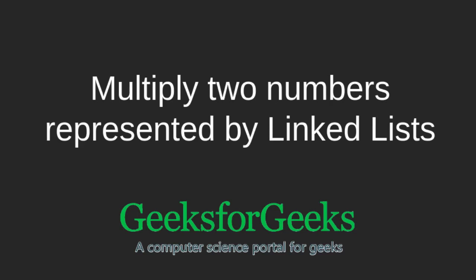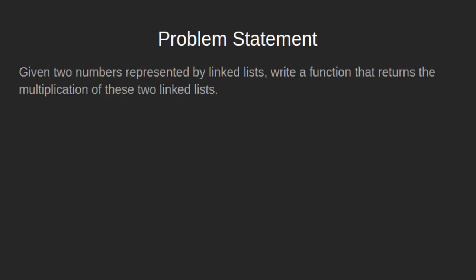In this video, we will learn how to multiply two numbers represented by linked lists. So, the problem statement says, given two numbers represented by linked lists, we have to write a function that returns the multiplication of these two linked lists.